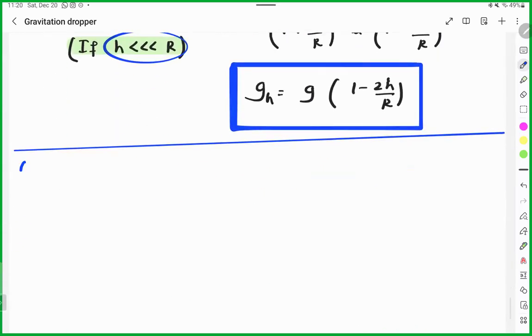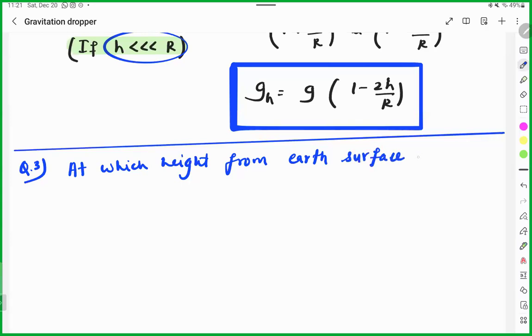Okay, right the question. At which height from the Earth surface does the g value become 1/4 time of the Earth g? At what height will g dash be g by 4? I will write: at what value will g dash become 1/4 of the g? You have to calculate height.